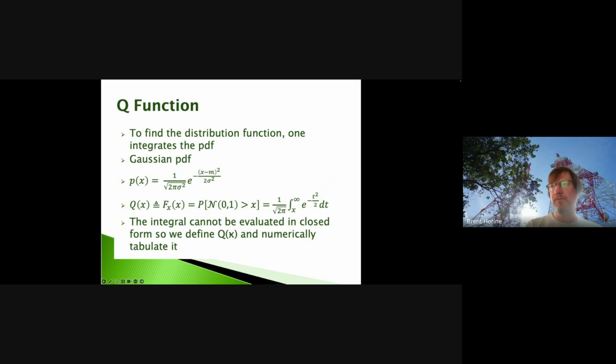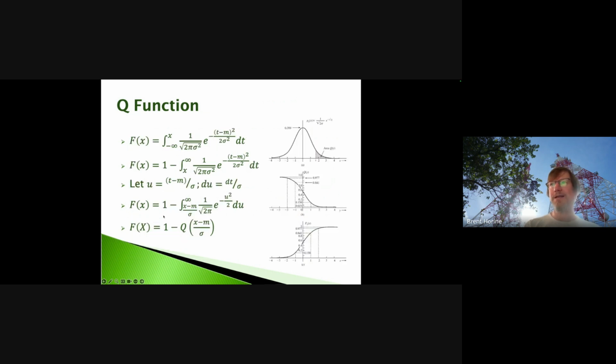So we're going to define it here as this Q of x, and numerically tabulate it. Here we have a Gaussian PDF, here we have its F_X of x, and here we have this Q function, Q of y. Here this actual F of x is the integral from minus infinity to x of the PDF.